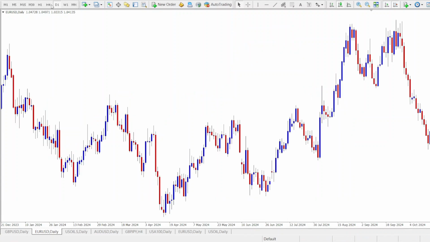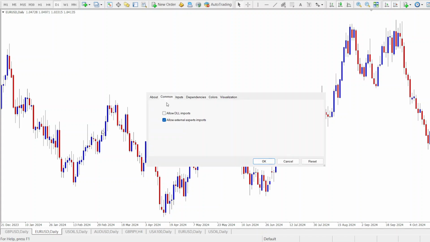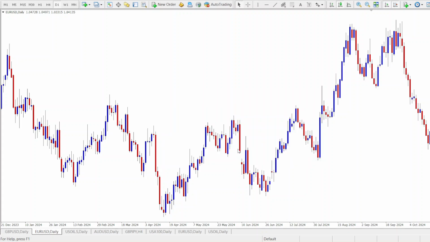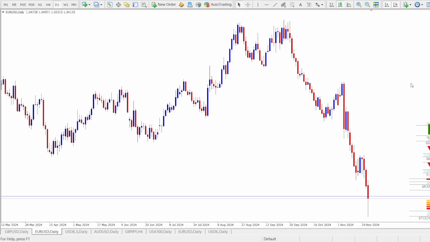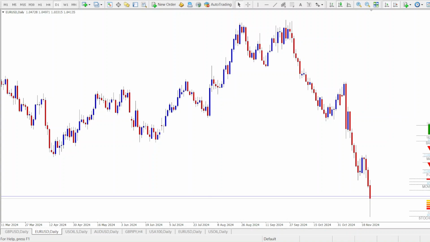Okay, so I'm just going to be adding the indicator to the chart right away, as I have already downloaded the indicator and added it to my MetaTrader indicators folder. Okay, so I'm just going to add the indicator right away. This is the FX Multimeter Indicator. All right, now this is quite an interesting indicator.